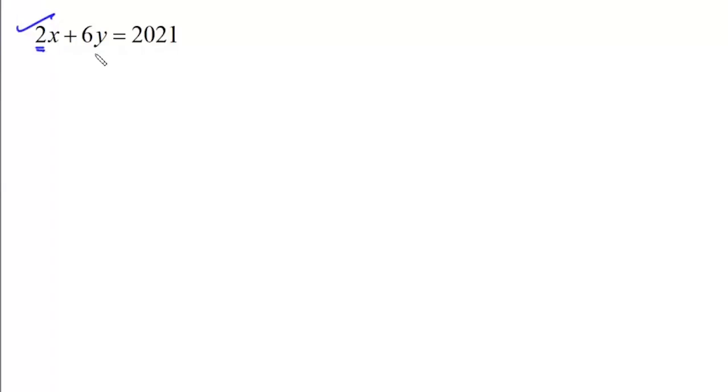Now here a is 2 and b is 6. Now GCD of 2 and 6 is 2, and this 2 doesn't divide 2021. That means this equation has no solution. So this linear Diophantine equation has no solution.